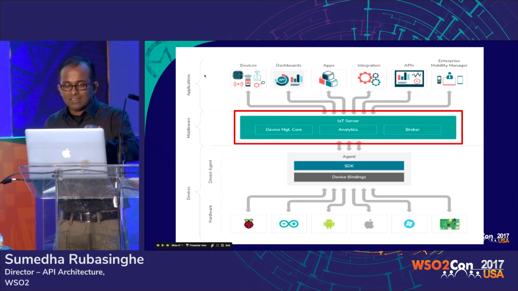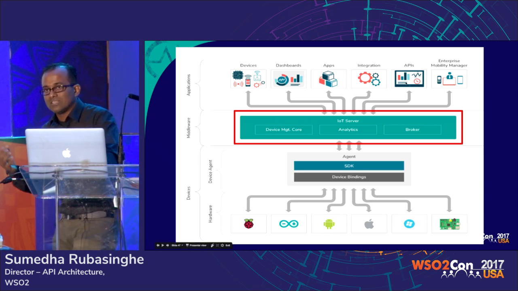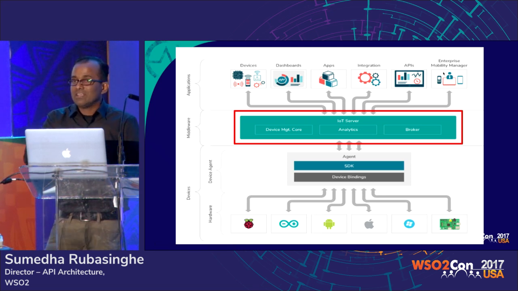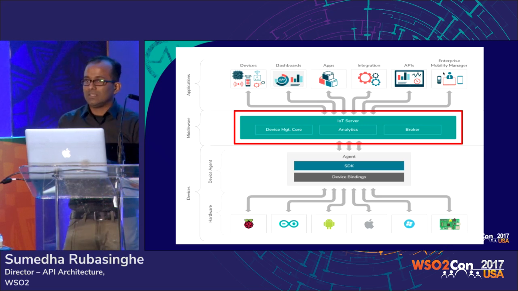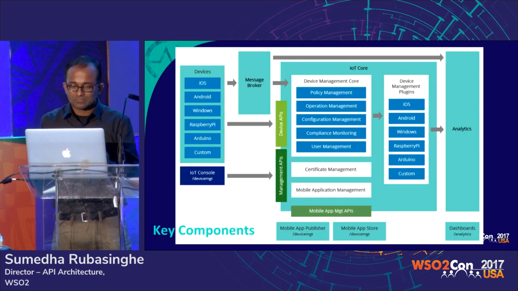And then on top of the capabilities offered by the IoT server, there can be different types of applications. It could be that one of these devices at the bottom is calling another device. It could be that there's a dashboard projecting the data coming out of the device. It could be that there are apps created out of the device's data. It could be that there are APIs exposing the device's capability so that somebody else can write an application around it. Similarly, we have created enterprise mobility management capabilities on top of this whole setup, so that somebody having that particular problem can use this to manage enterprise mobile devices.